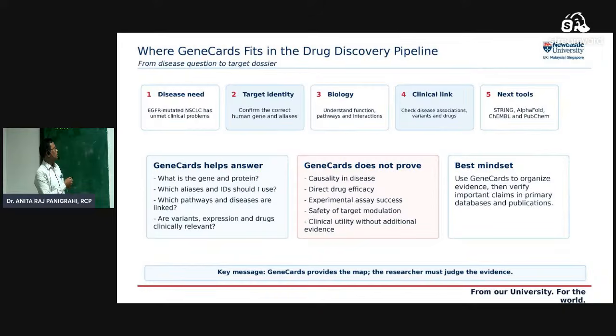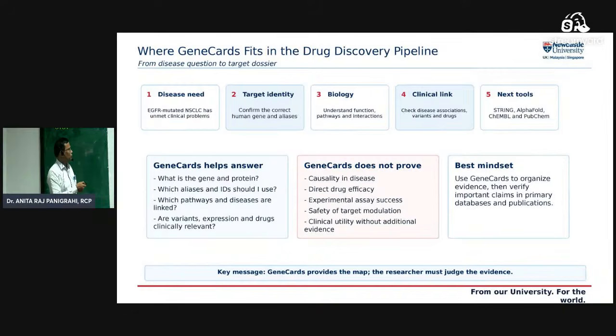Then, where GeneCards fits in the drug discovery pipeline: from disease question to the target dossier. It will tell you whether, in a particular disease, it is required or not. Then the target identity: confirm the correct human gene and aliases. Because if you don't get the correct human gene, you won't proceed. And the key point here is human, because genes will be shared by more than one animal. Human is also an animal, am I right?